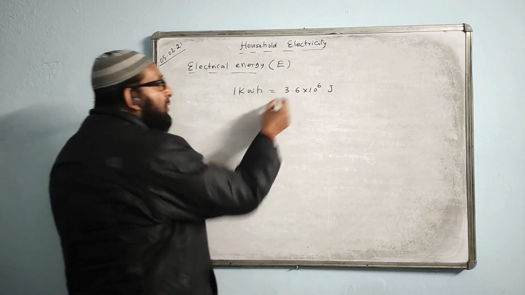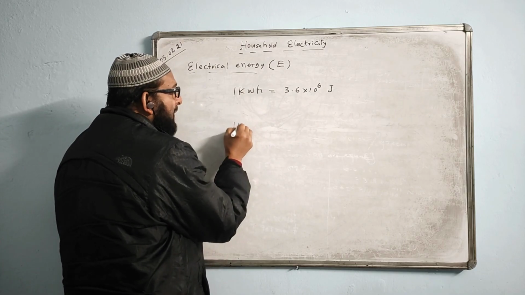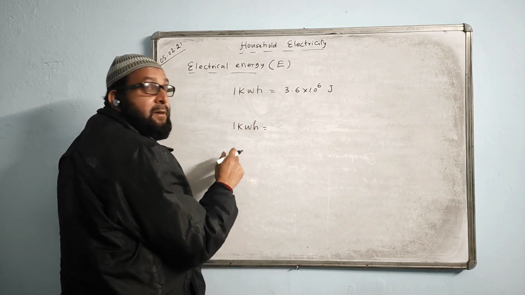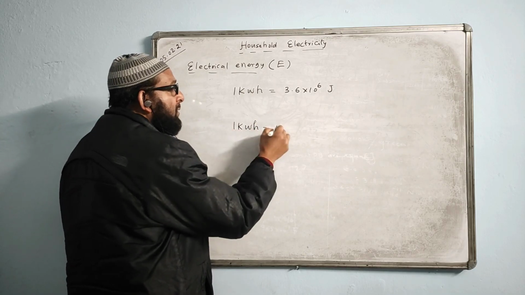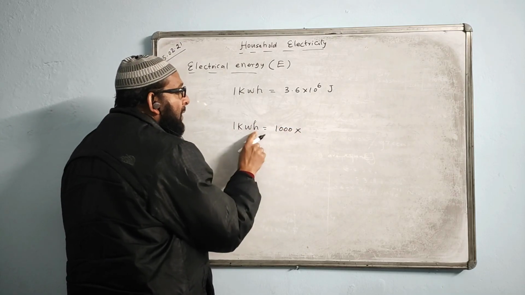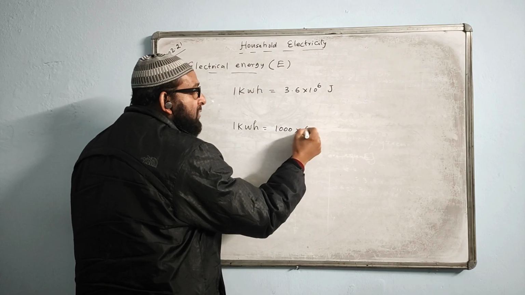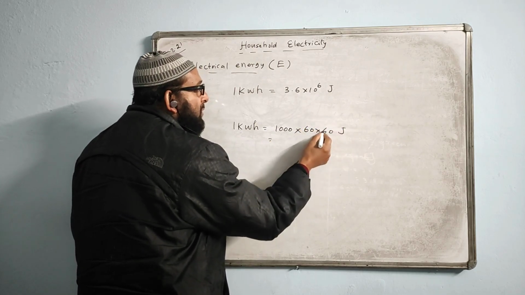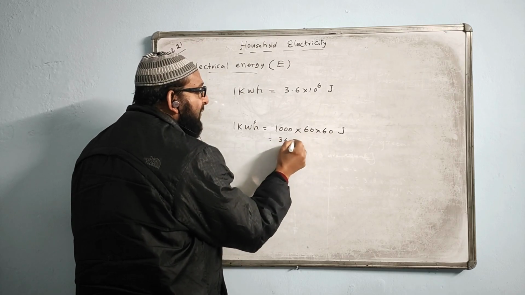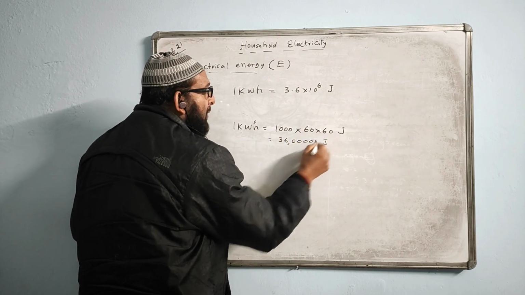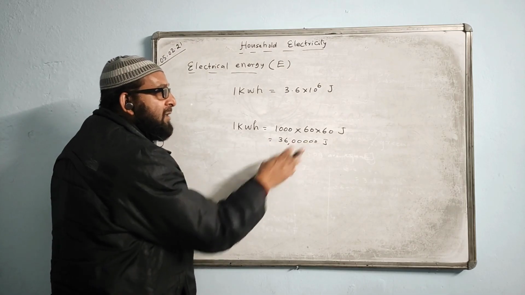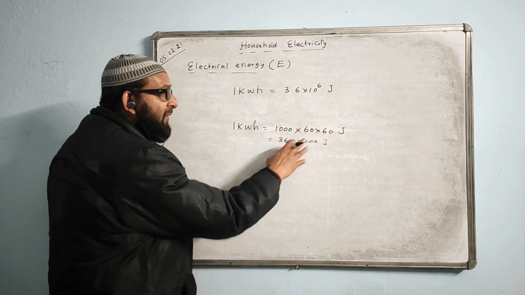Why do we have this value coming? The reason is, if by chance you forget the value, you can still derive it. That is 1 kilo. Kilo means 1000. Hours means change to seconds, that's 60 into 60. The entire thing will change into joules. 6 times 6 is 36 and write 5 zeros here. If you write 1 kilowatt hour is equal to 36 lakh joule, this is also correct. 36 and 5 zeros.